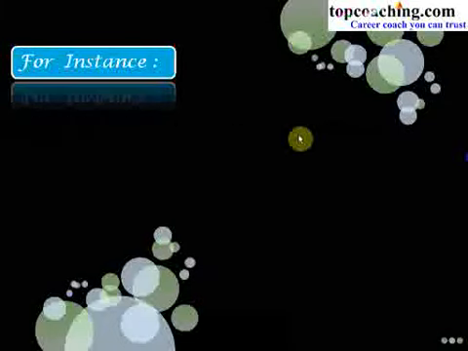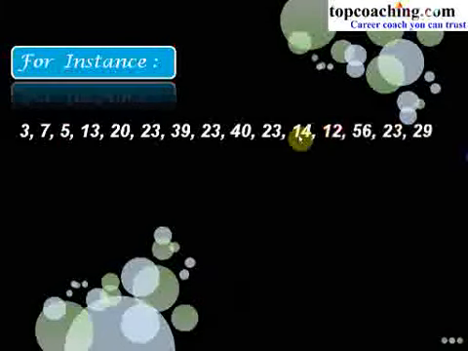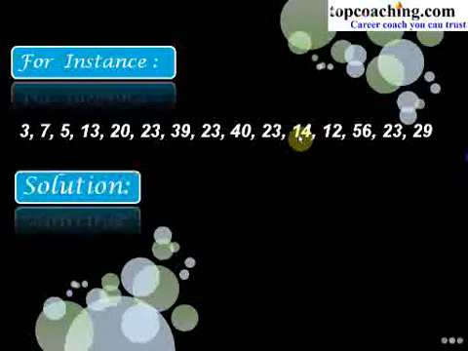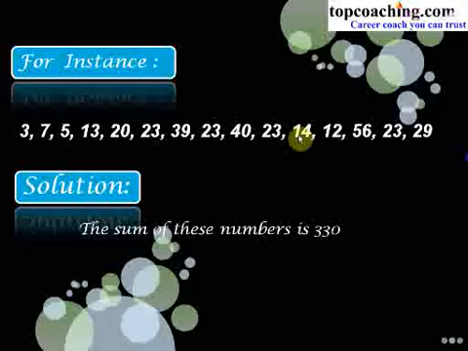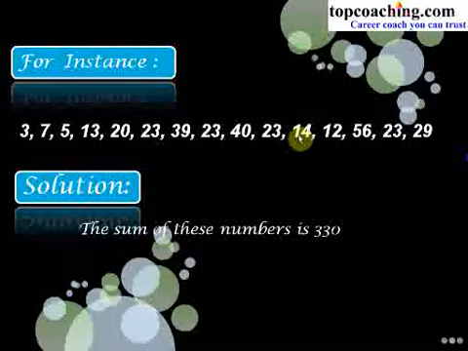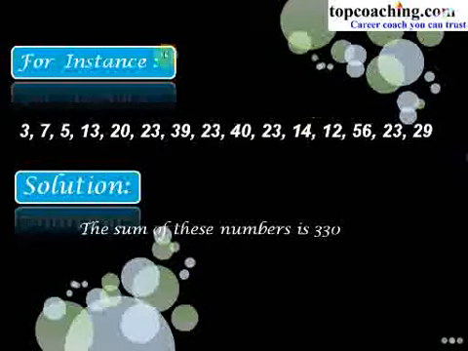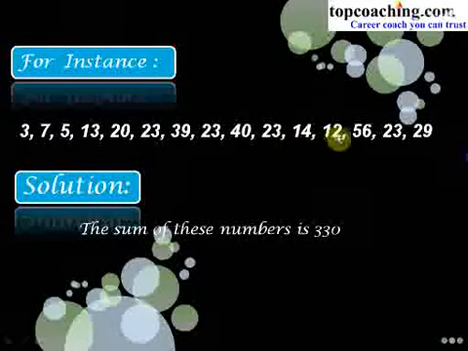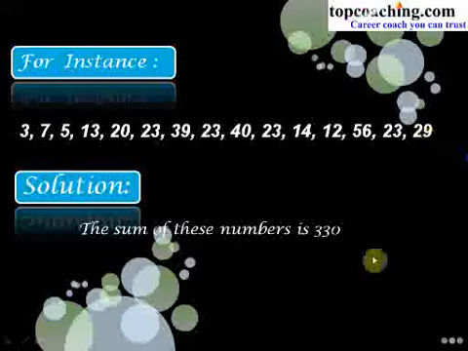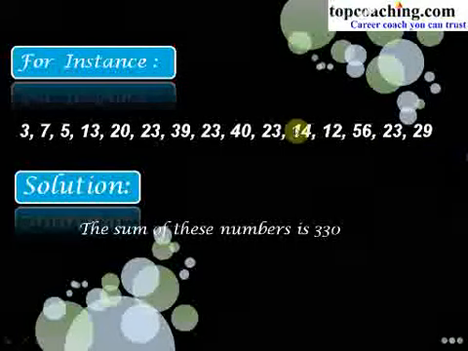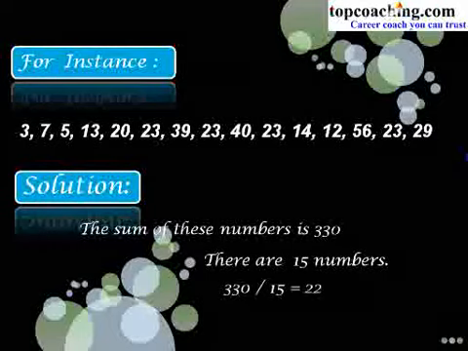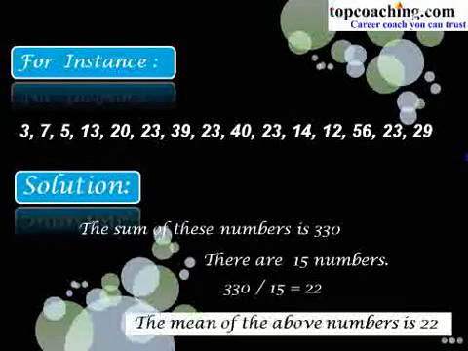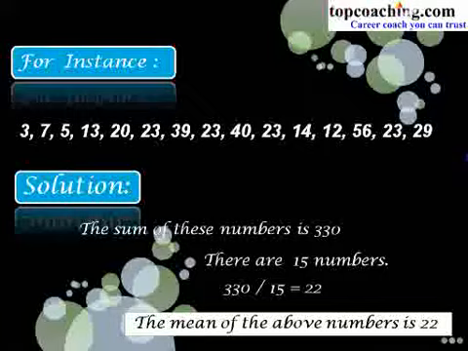So the mean of the above numbers 6, 11 and 7 is 8. Moving to our next example, we have been given the following series from 3 to 29. The solution is, the sum of the total numbers is 330, that is 3 plus 7 plus 5 plus 13 plus 20 plus 23 plus 39 plus 23 plus 40 plus 23 plus 14 plus 12 plus 56 plus 23 plus 29 equals 330. And now there are total 15 numbers. So mean equals 330 divided by 15 equals 22. So we can say the mean of the above numbers is 22.